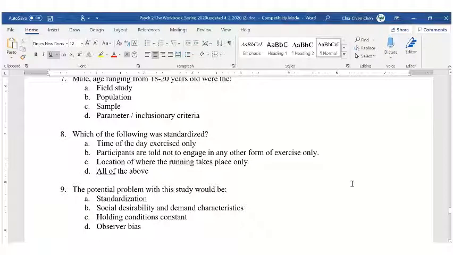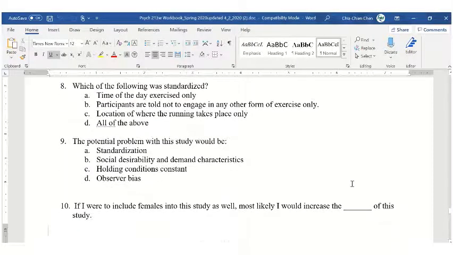Number 8, which of the following was standardized, which means which of the following was held constant. You can see that the time of the day of exercise was held constant. What about B? Participants were told not to engage in any other form of exercise. That's also standardized. What about C? Location of where the running took place. Yes. So all of the above were standardized.